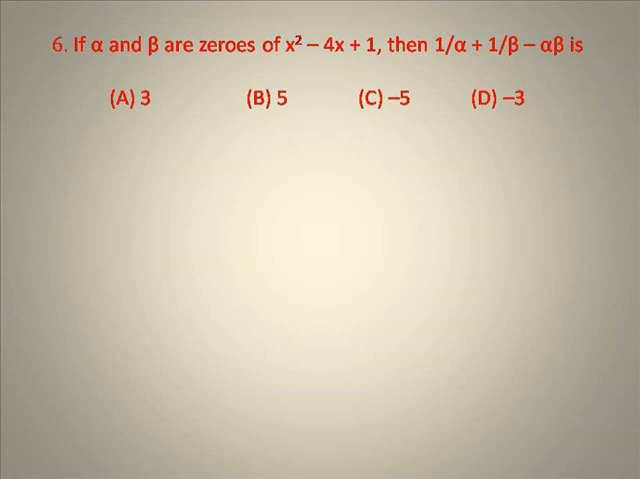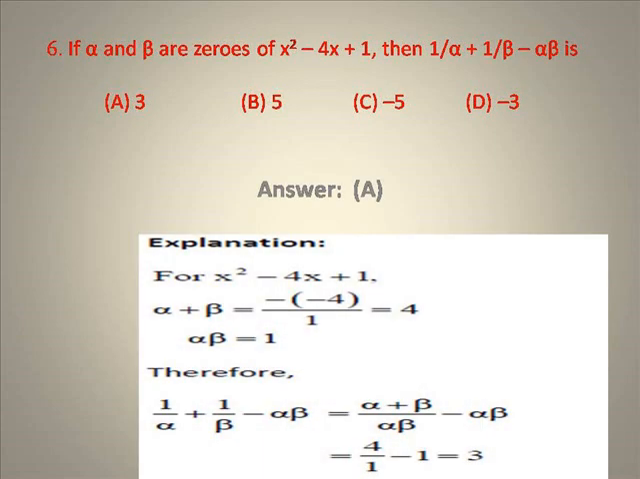Question number 6. If alpha and beta are zeros of x square minus 4x plus 1, then 1 by alpha plus 1 by beta minus alpha beta is. You have 4 options. Let's move to the answer. The answer will be option A, and that is 3. And you have the explanations also.